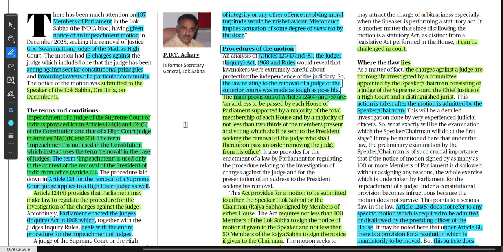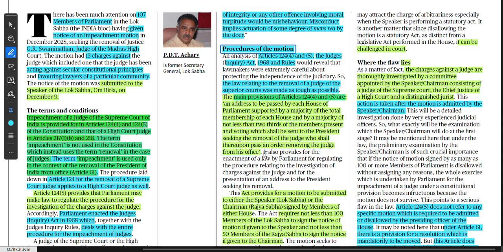So an analysis of Article 124, Clause 4 and Clause 5 and the Judges Inquiry Act 1968 and rules would reveal that the lawmakers were extremely careful about protecting the independence of the judiciary. So the law relating to the removal of a judge of the superior courts was made as tough as possible. The main provisions of Article 124, Clause 4 and Clause 5 are: an address to be passed by each House of Parliament, supported by a majority of the total membership of each House and by a majority of not less than two-thirds of members present and voting, which shall be sent to the President seeking the removal of the judge, who shall thereupon pass an order removing the judge from his office.